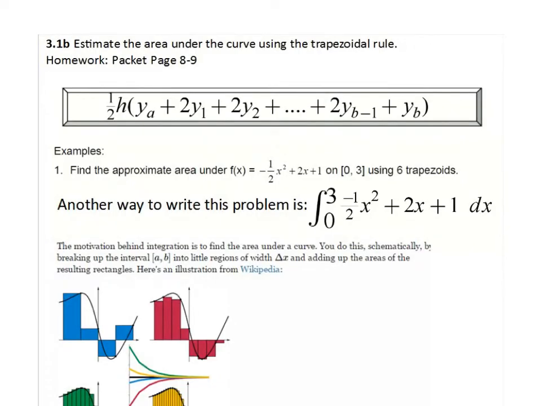So we've got our formula, and now we are going to approximate the area under the curve using 6 trapezoids between 0 and 3. Now, 0 is going to be our A value. 3 is going to be our B value. I just want to point out that this is another way to write this problem. This is called an integral symbol, and very shortly we will start using this symbol to find the area under a curve.